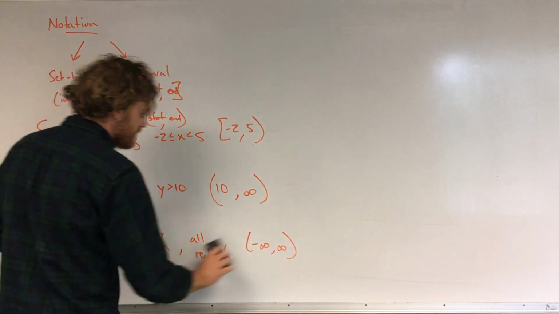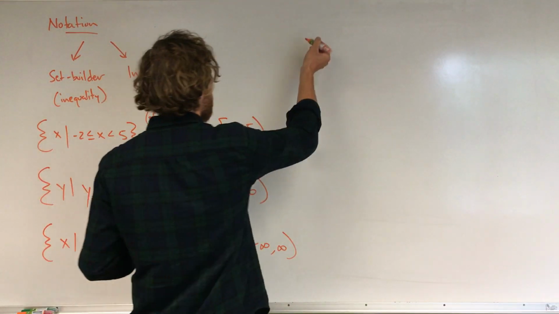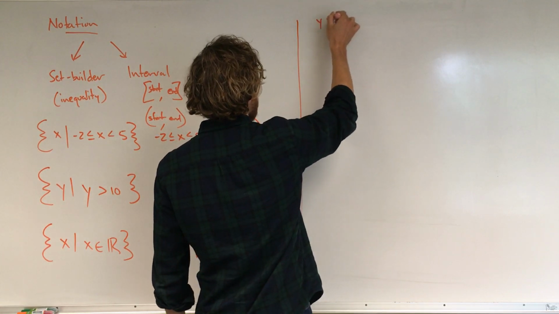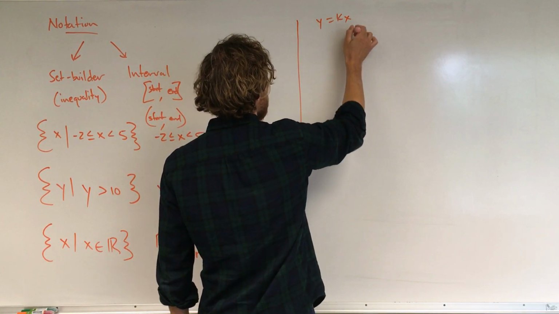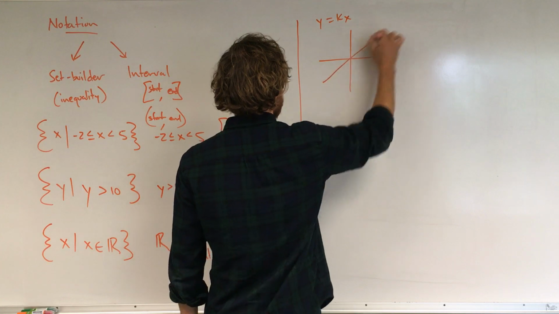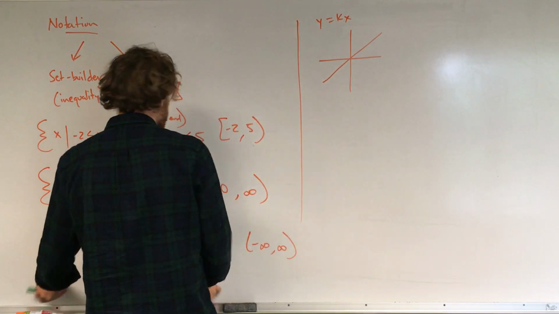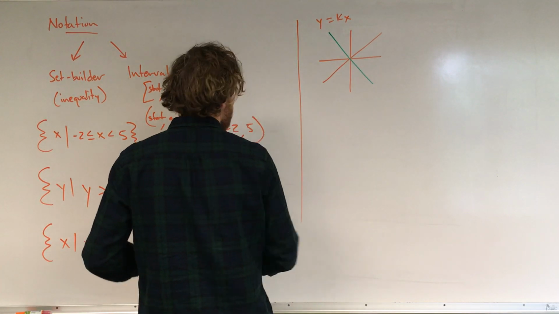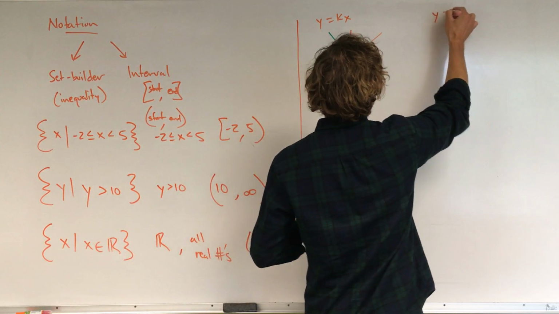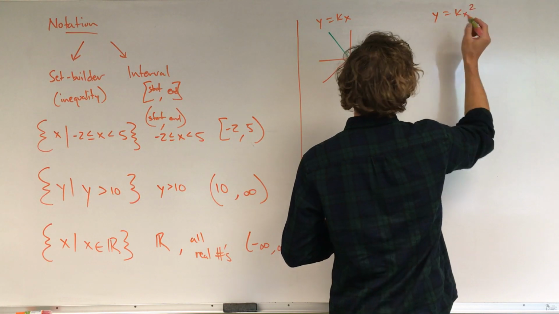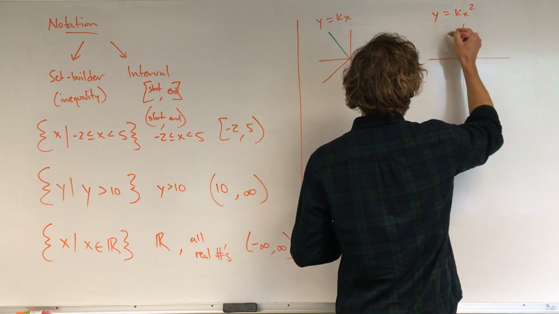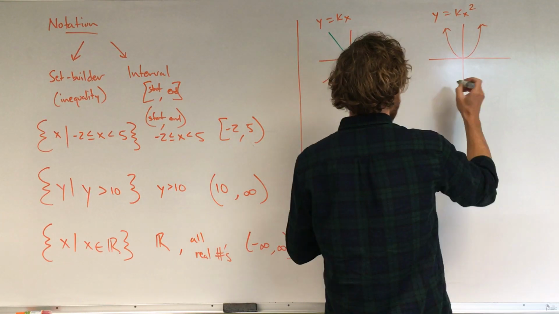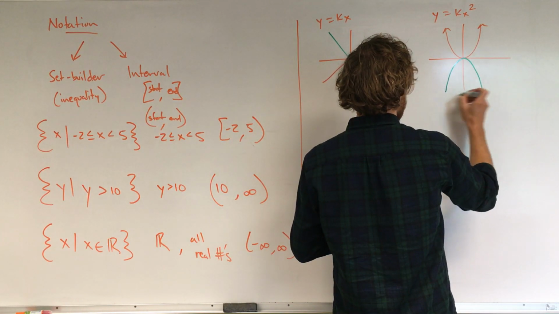So let's look at some variation functions and think about their domains and ranges. So first of all, you've got y equals kx. So if k is positive, it looks like this. And if k is negative, it looks like this. Okay. Then you have y equals k times x squared. And if k is positive, it looks like this. And if k is negative, it looks like this.